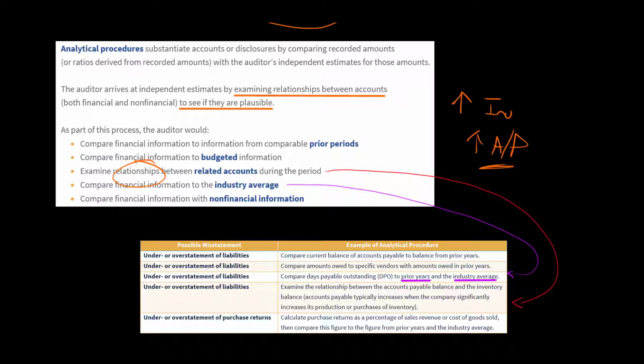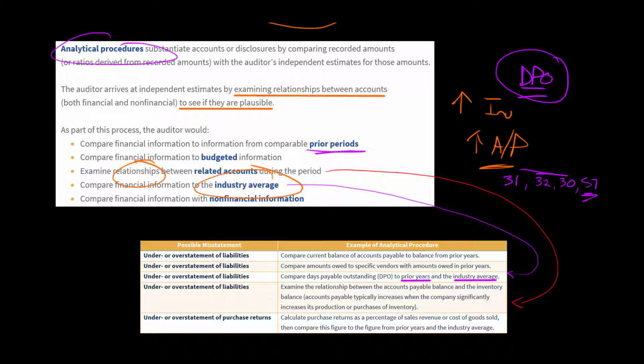You could also look at the industry average. For example, if we're thinking about something like days payable outstanding, we could look at the industry average for days payable outstanding and compare it to the company we're auditing. Also, you could look at days payable outstanding from prior periods. If you see that in prior periods days payable outstanding was 31, then 32, then 30, it was consistent, and then all of a sudden it's 57, and that 57 is a lot higher than the industry average and higher than prior periods, then you're going to have questions. You're going to be wondering what's going on here. These are just some examples of analytical procedures.